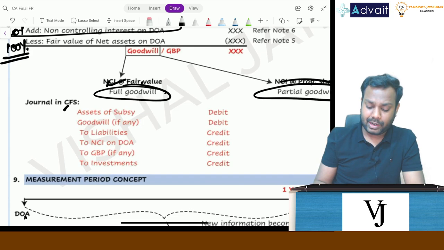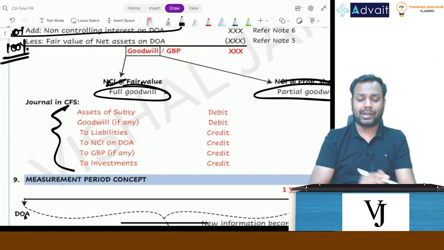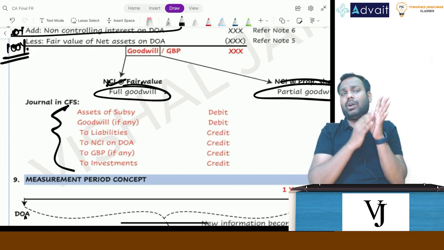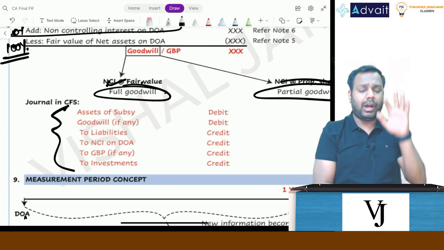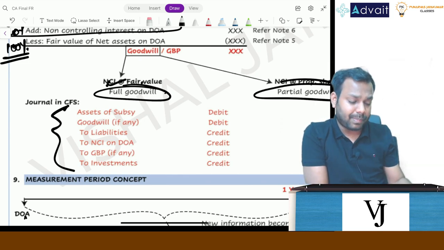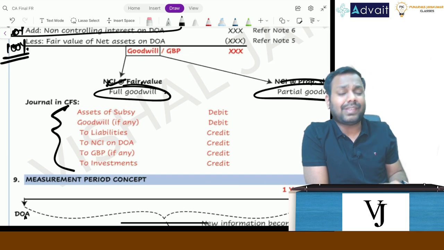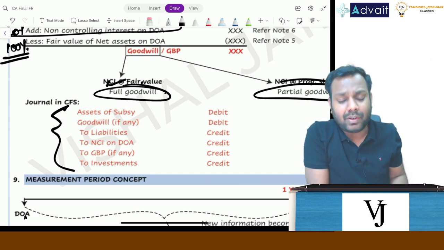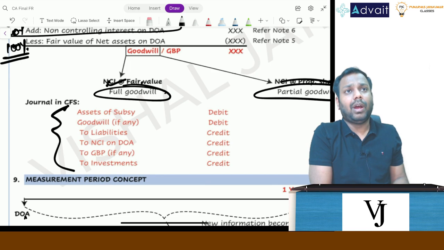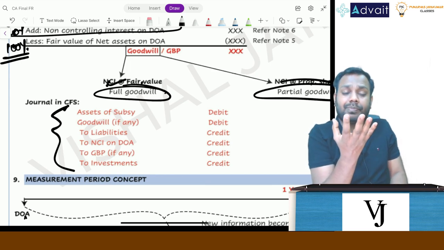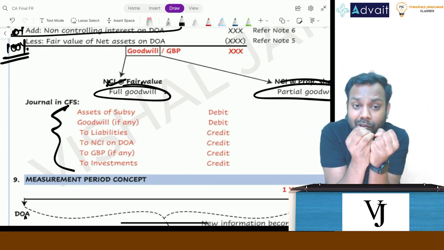Now comes the journal entry in the consolidated financial statements. Understand, guys, how is the journal entry passed in consol FS? As we have already studied in the initial part of this class, in the separate financial statements, the parent records investment in the subsidiary company. But in consol FS, what happens? The box of investment gets opened.